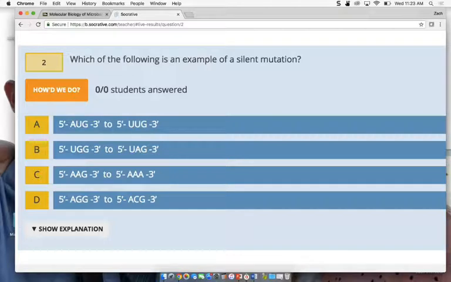Now there are other types of mutations beyond these. There's insertions and there's deletions as well, in which an extra nucleotide gets added or a nucleotide gets removed. What does this do to the amino acid sequence?